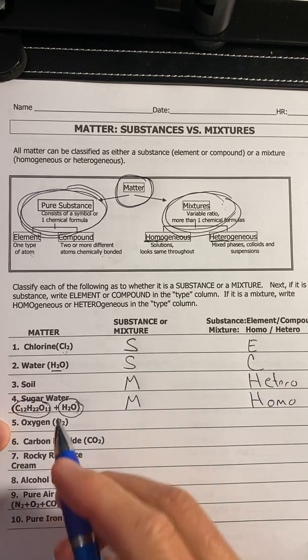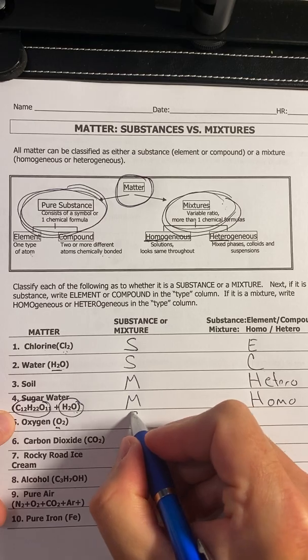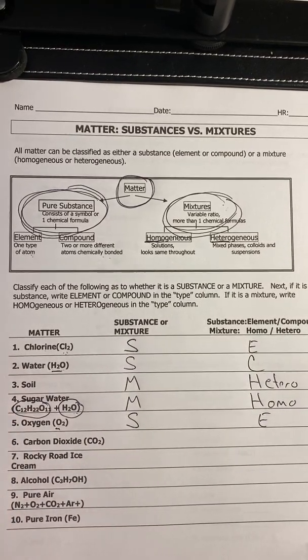Oxygen. Kind of in the same little bugaboo where this guy's a diatomic one and we haven't discussed that yet. But let's just say, you know what? I know oxygen is a pure substance found on the periodic table of elements. And for now, we'll just say oxygen's an element, and I think that'll be good.